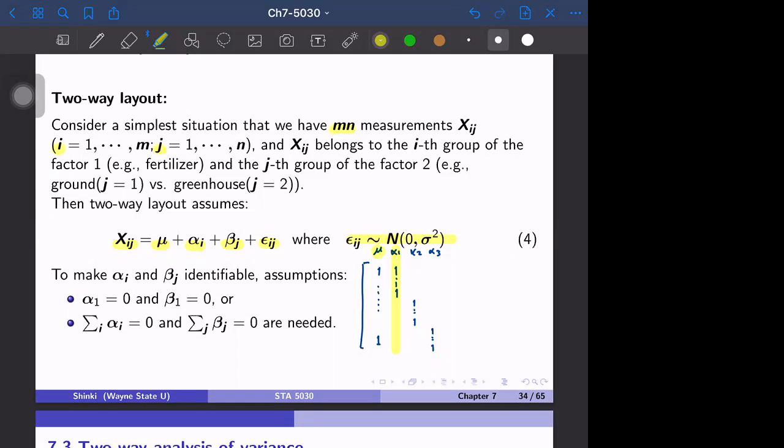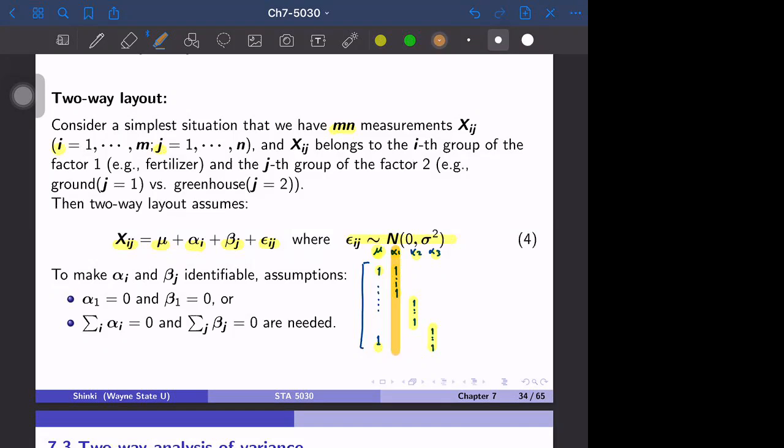If we think about the design matrix, the model matrix, this is all ones. And if we think about alpha 1, alpha 2, alpha 3, the indicator variables for the first, second and third level of the first factor, then the vector becomes this. So in this case, the summation of the indicator variables for alpha 1, alpha 2 and alpha 3 becomes the intercept. So one variable is redundant, and we have to remove one of them.